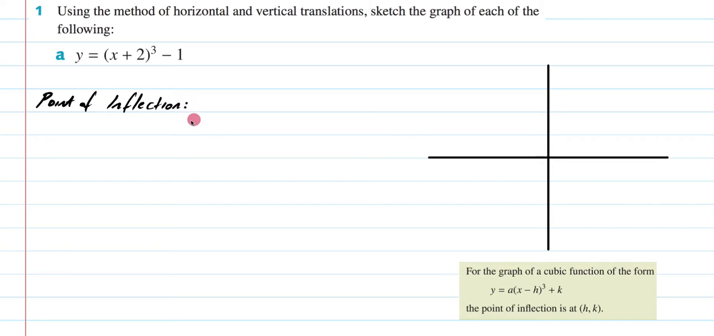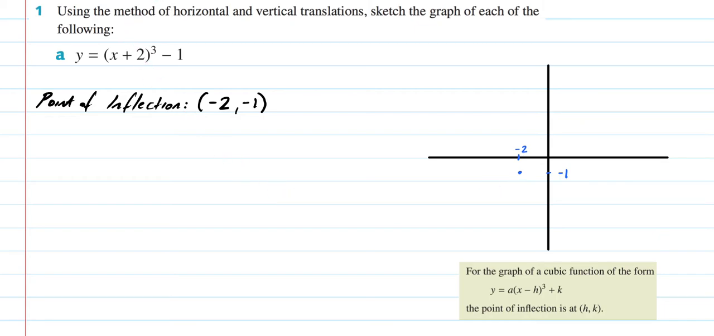And in this case, my point of inflection, as you can see here, this is a(x minus h) plus k. My h is not negative, it is positive, and my k is the same sign. So over here, because I have plus 2, it's going to be negative 2, and it's going to be negative 1. That means now I can come to my graph and I can put this point in. It's going to be somewhere here, negative 2, negative 1. So that right there is going to be my point of inflection.